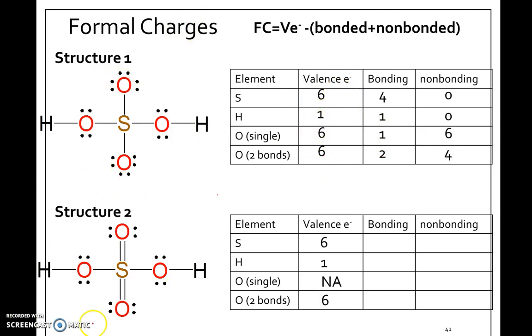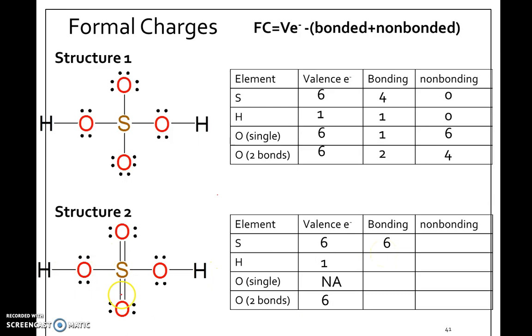The same rules are going to apply for this structure. The valence electrons don't change. In this case, we don't have a single bonded oxygen. Both of those have 2 bonds. It doesn't matter this is a double bond and this is 2 single bonds. Oxygen is still bonded twice.